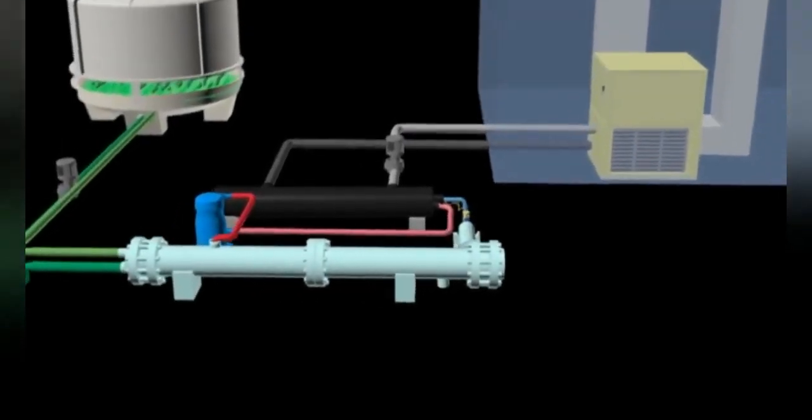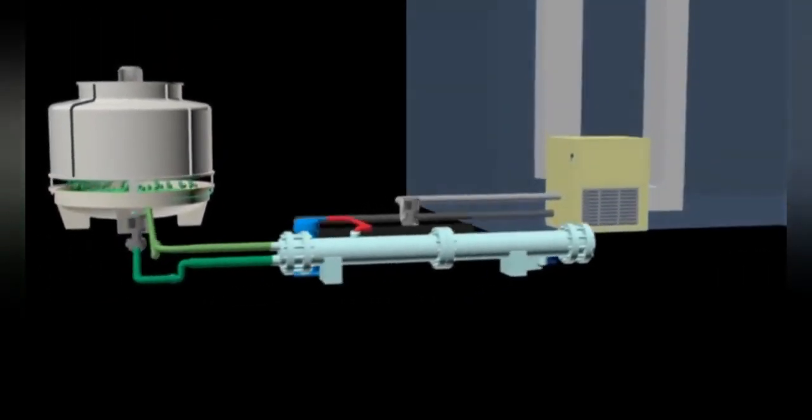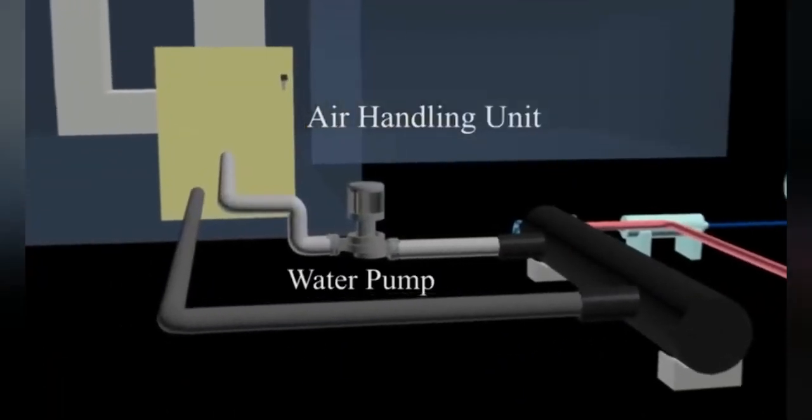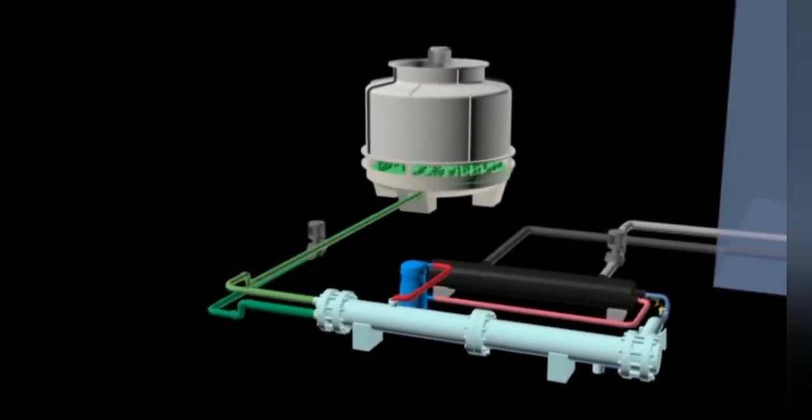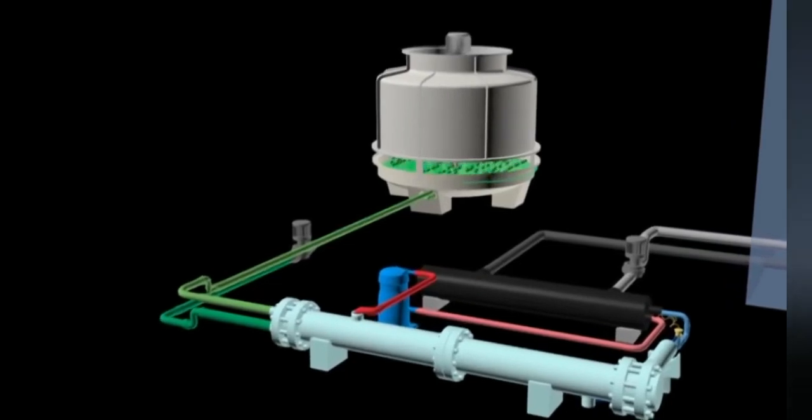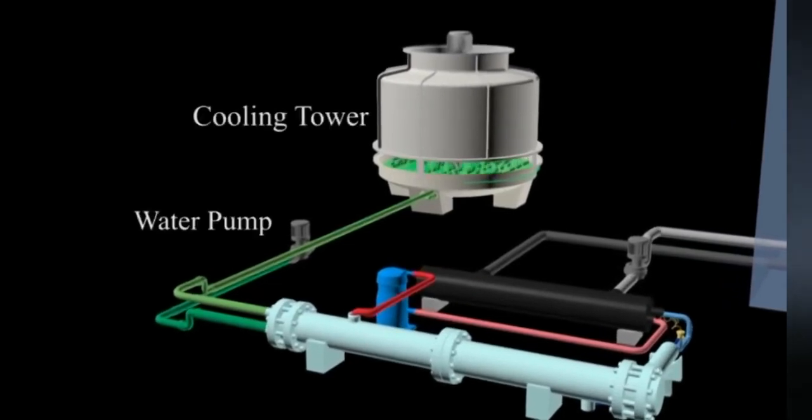For the chilled water cycle, the components involved are the air handling unit and water pump. In the condenser water cycle, the components needed for the process are the cooling tower and water pump.